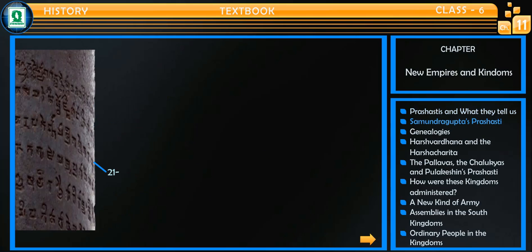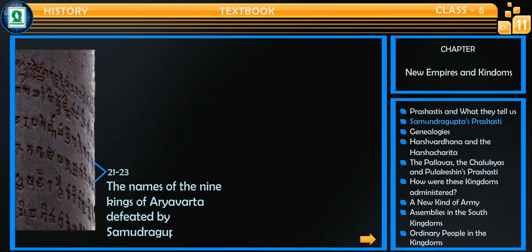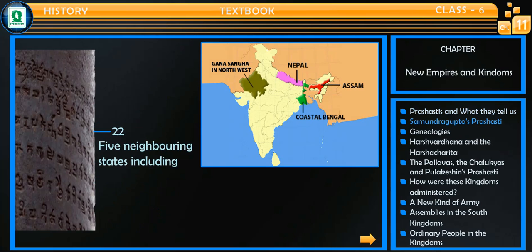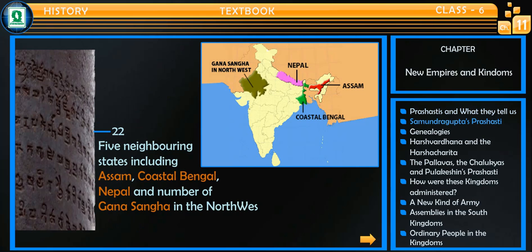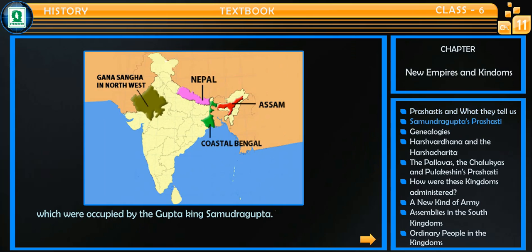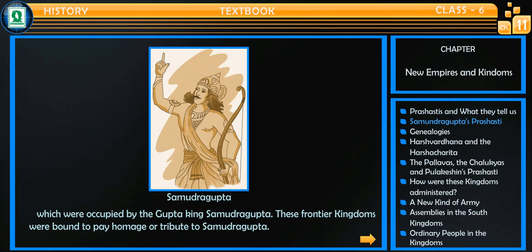Lines 21 to 23 mention the names of the 9 kings of Aryavarta defeated by Samudragupta. Line 22 specially describes the 5 neighboring states, including Assam, coastal Bengal, Nepal, and a number of Gana Sanghas in the northwest, which were occupied by the Gupta king Samudragupta. These frontier kingdoms were bound to pay homage or tribute to Samudragupta.